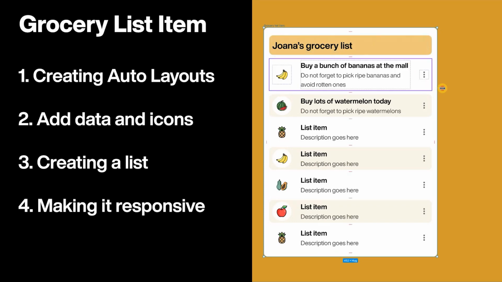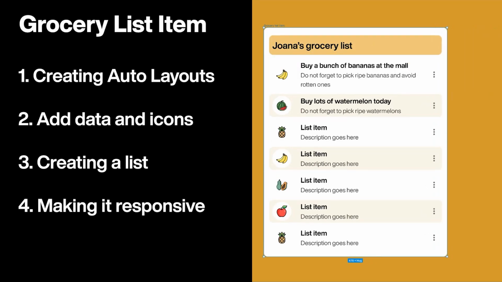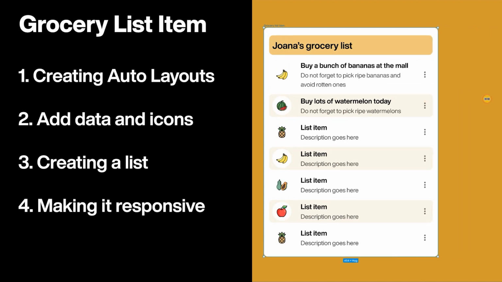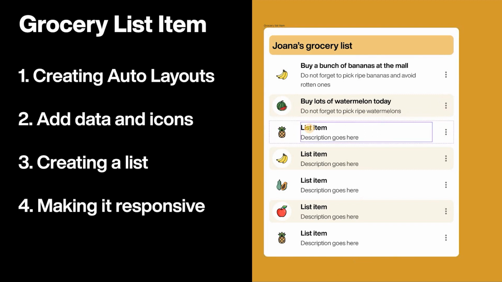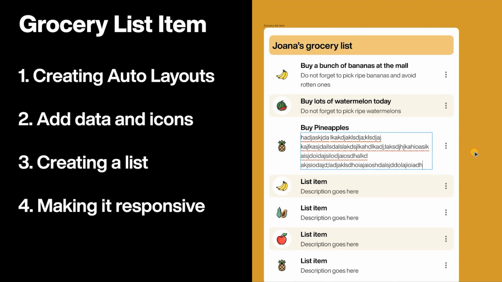This is part of a crash course in Figma's auto layout. In this lesson, we are going to create a grocery list item. We will be learning things like how to create an auto layout, how to add data and icons, how to create a list, and finally, how to make it responsive. Are you ready? Let's get started.